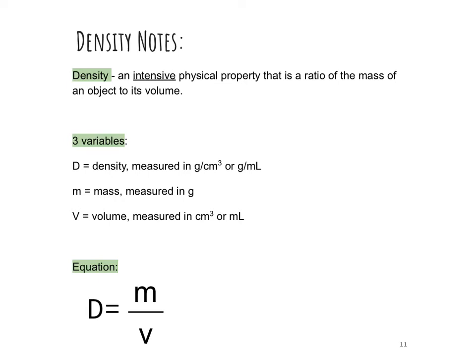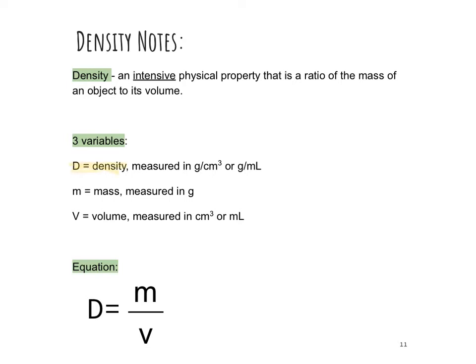Today we're going to be talking about density. Density is an intensive physical property that is the ratio of the mass of an object to its volume. And there's three variables that are used when we calculate density. They're pretty easy to remember.